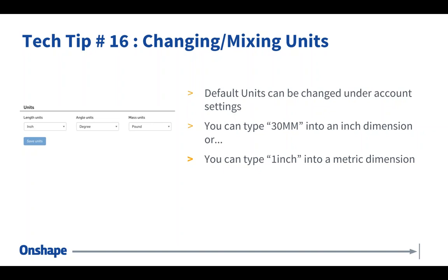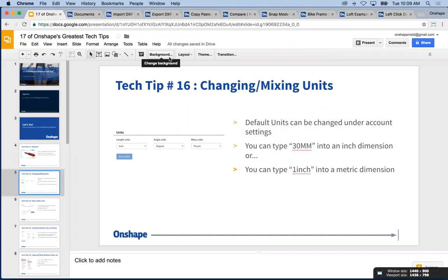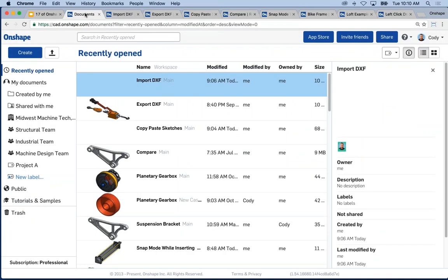So changing and mixing units. First off, how do you change units? That's the most commonly asked question and one of the first big tips that I have. How do I change the default units that Onshape uses when creating a new document? And the answer, and it's the answer to a lot of what I'm going to cover here today, is under your account settings, a lot of this can be managed.